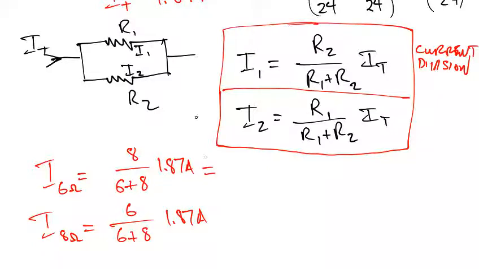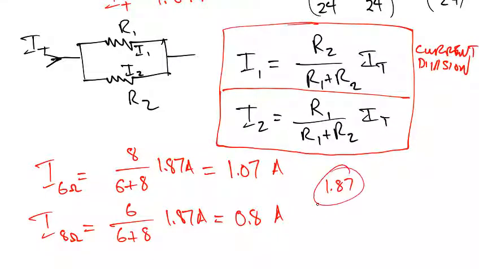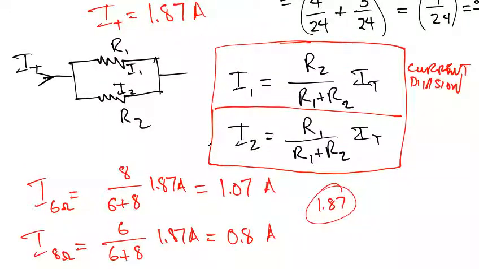Now that is going to be approximately 1.07, and this is going to be approximately 0.8. The cool thing about it is, look at what these two currents add up to. You guessed it, that's right. They add up to a total of 1.87, as they should. That's the easy way of doing it.